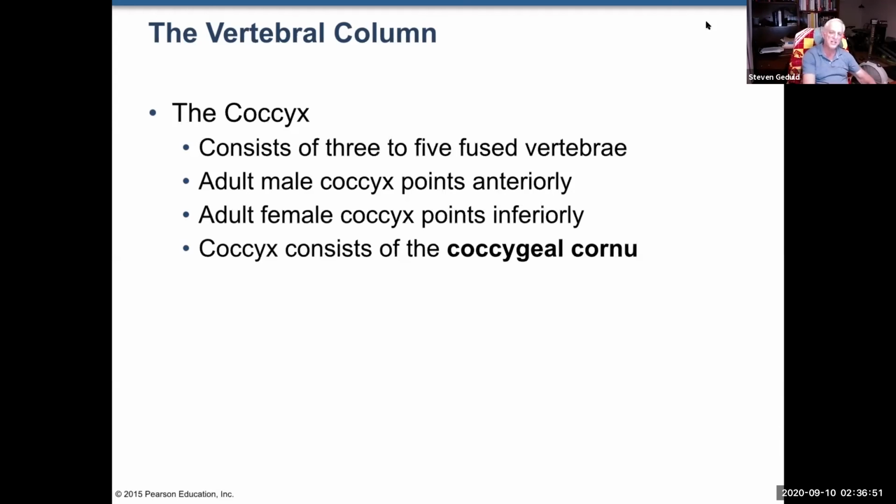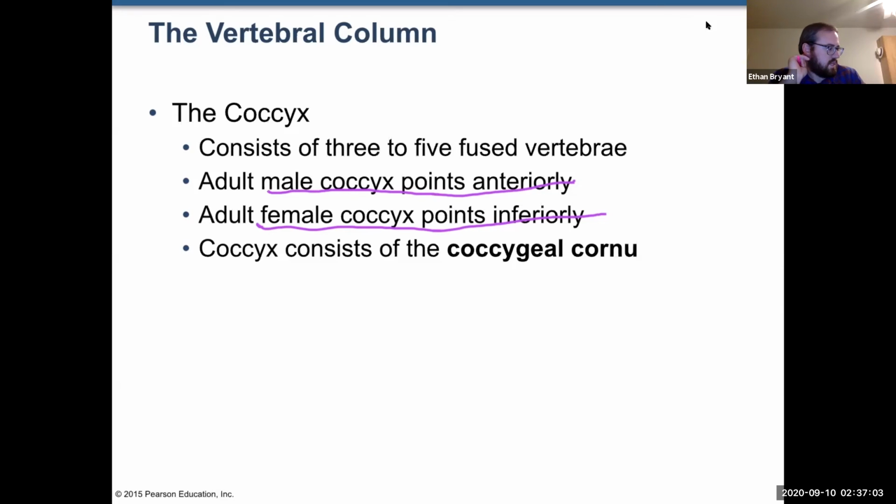Think about it. Why does the male coccyx point toward the front and the female coccyx point inferiorly towards the back? Females have childbirth. Perfect. If the coccyx, your tailbone, is pointing to the front of your body, what's that baby going to hit when it comes down the birth canal? It's going to hit right in that bone and cut everything. Okay? So in the female, the bone is actually bent backwards and points inferiorly, points down, whereas the male's points anteriorly towards the front. For the simple reason of childbirth.